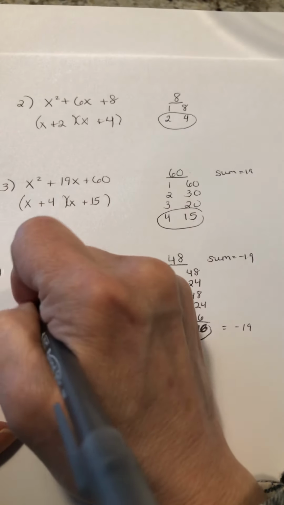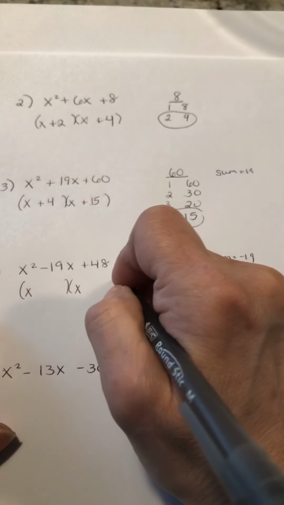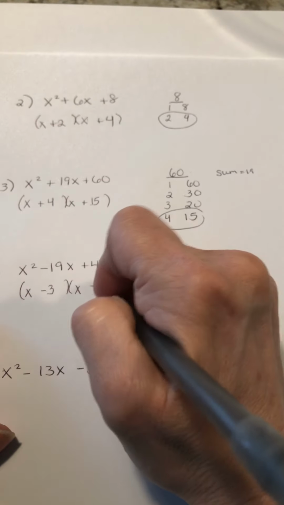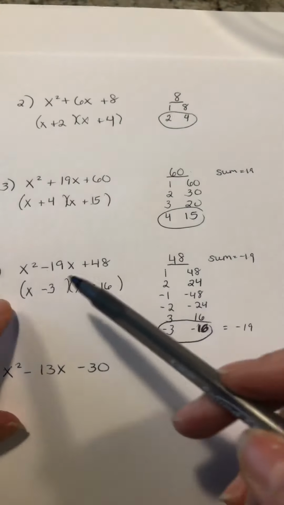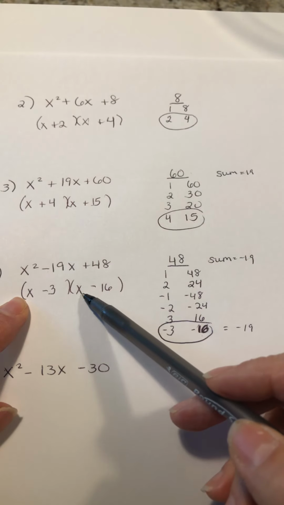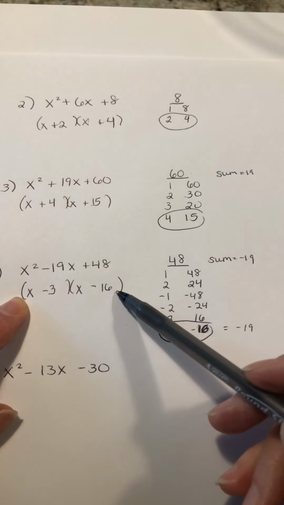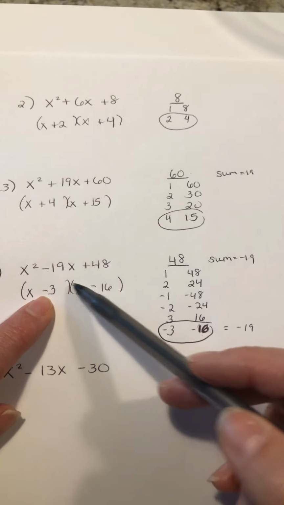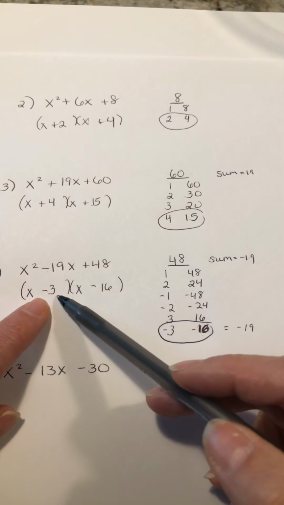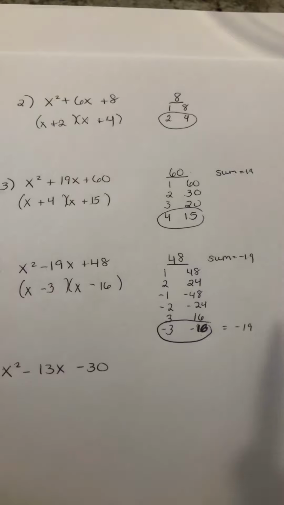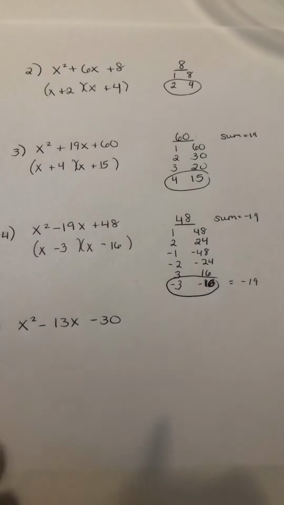So when we write our factoring, I have my x and my x, a negative 3 and a negative 16 here. So just checking it, x times x gives me x squared, x times negative 16 and negative 3x is negative 19x, negative 3 times negative 16 is a positive 48. So I think I'm good with that.